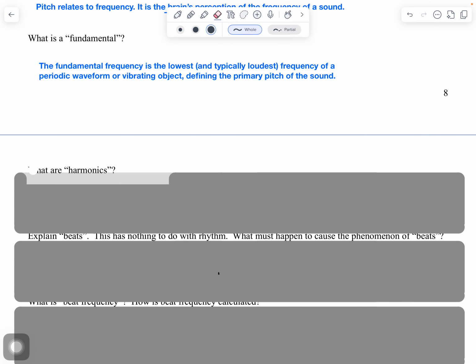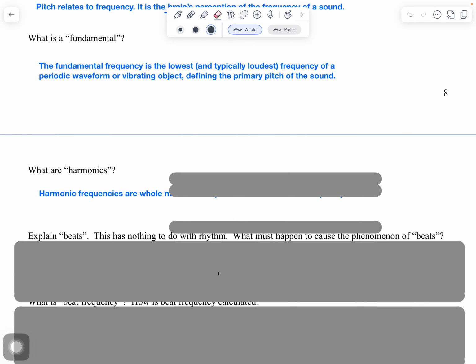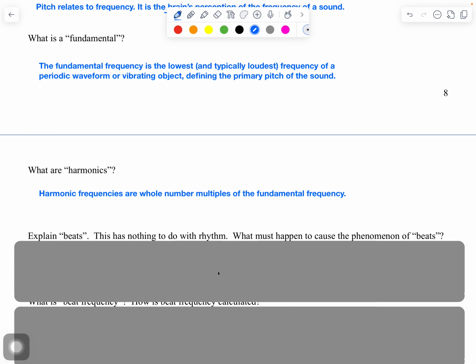What are harmonics? Well, harmonics are whole number multiples of the fundamental frequency. Okay, and you're going to see this play out in some of your initial labs that you're going to do coming up soon.